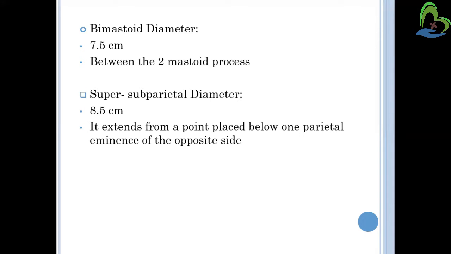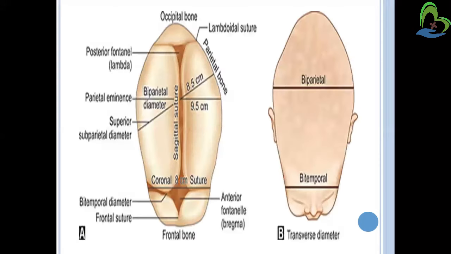Then the supersubparietal diameter. It measures about 8.5 centimeters. It extends from a point placed below one parietal eminence to the upper point of the parietal eminence on the opposite side. So here you can see the coronal suture, then the biparietal diameter, then the bitemporal diameter. These are the transverse diameters.